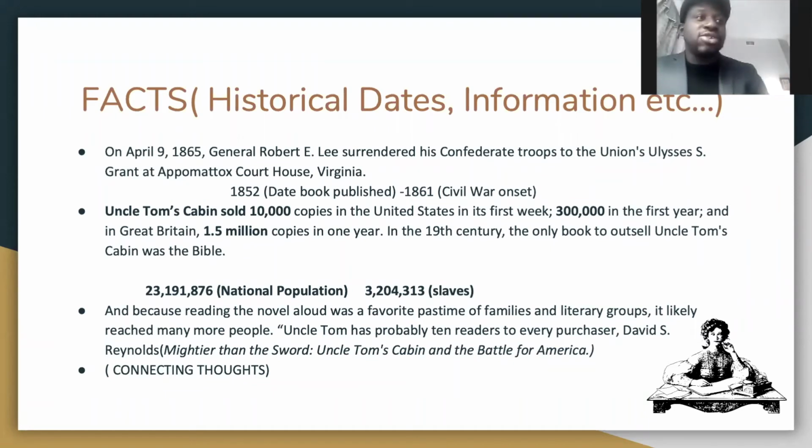All right, in 1852, Uncle Tom's Cabin was published. In 1852, Uncle Tom's Cabin sold 10,000 copies in the United States in its first week, 300,000 in the first year, and in Great Britain, 1.5 million copies in 1 year. That's a lot of copies. In the 19th century, the only book to outsell Uncle Tom's Cabin was the Bible. All right, a couple things.